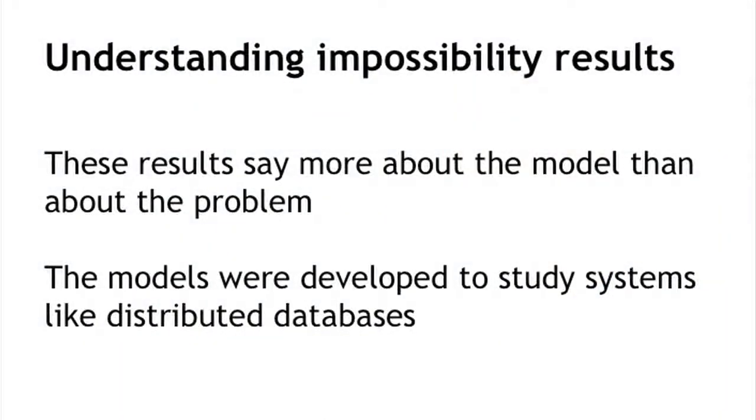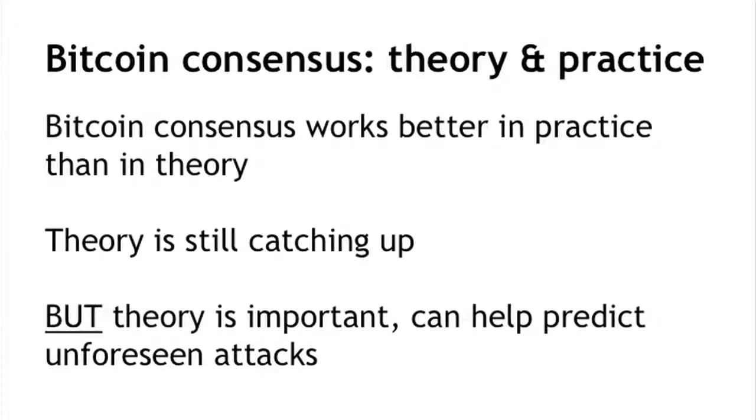But here's the interesting thing. These impossibility results were proved in a different model. They were intended to study distributed databases. And this model doesn't carry over that well to the setting that Bitcoin operates under. So what these results really tell us more about is the model than about the problem, in fact. And what Bitcoin does is that it violates a lot of the assumptions that go into these models. And because of that, consensus in Bitcoin ironically works better in practice than in theory.